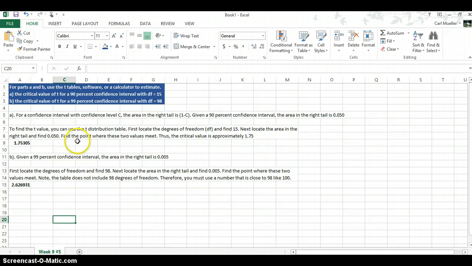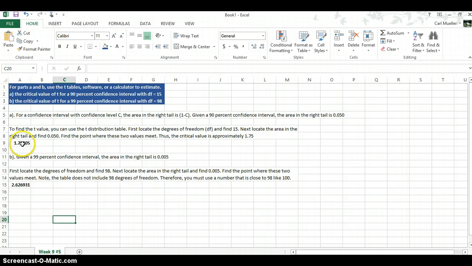So to find the t-value, you can use the t-distribution table, or you can calculate it. We're just going to explain the t-distribution table real quick. First, locate the degrees of freedom and find 15. Next, locate the area in the right tail and find 0.050. Where these two values meet is the critical value, which is 1.75.